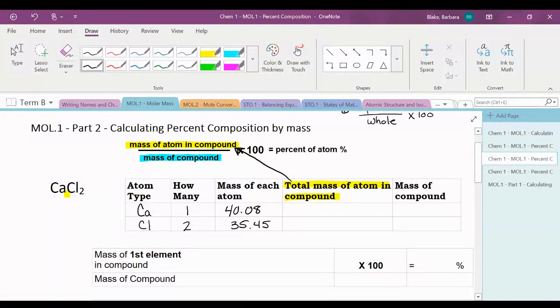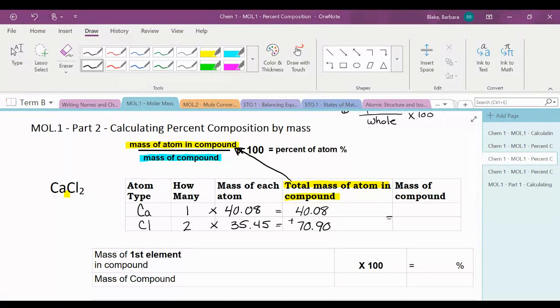That's the part that I'm going to put on the top of the line. So what I'm going to do is I'm going to take 1 times the 40.08, and that's just going to come up with 40.08. I'm going to take 2 times the 35.45, and that's going to come up with 70.90. And those are the numbers that I'm going to use in my percent problem. So the mass of the compound is still the same. I'm going to add these 2 together, and that's going to come up with the mass of the compound.